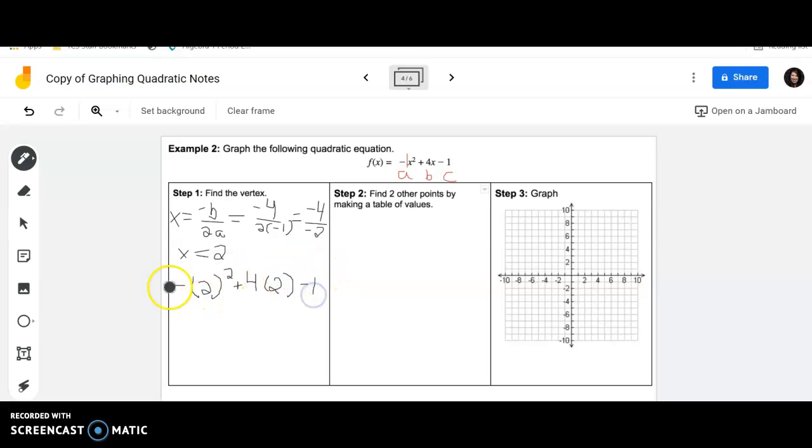and then minus 1. Then what we need to do is we need to do the square before we add our negative. So we need to do 2 squared first, which is 4, and then add your negative. Then we'll have 4 times 2, which is 8, and minus 1. And then we'll have negative 4 plus 8, that's going to be 4, minus 1, which is 3. So our vertex is going to be 2, 3.